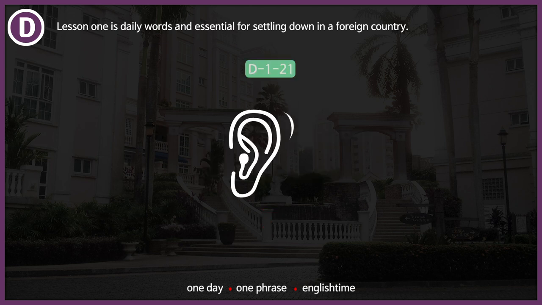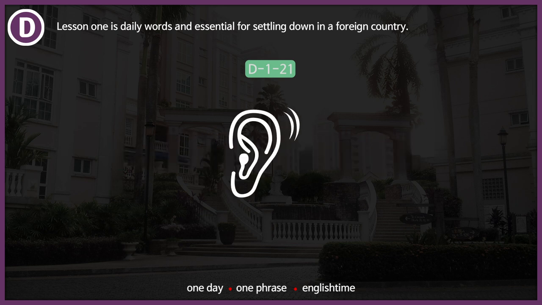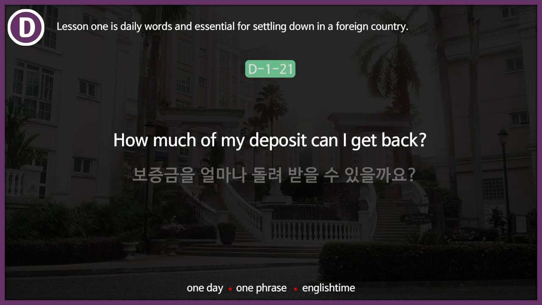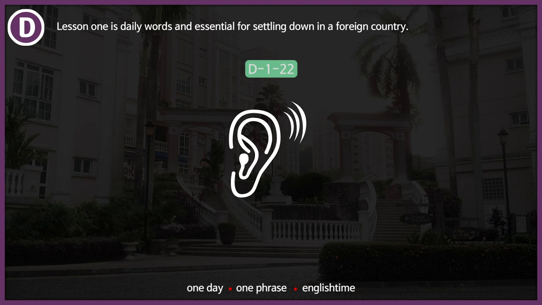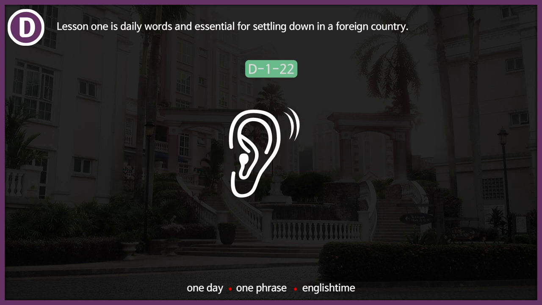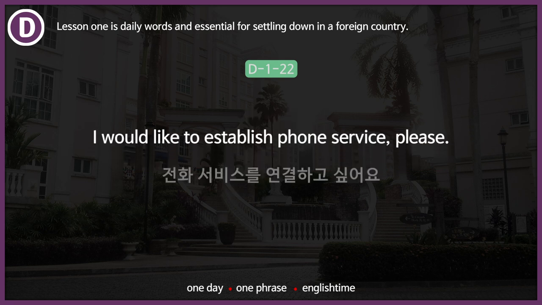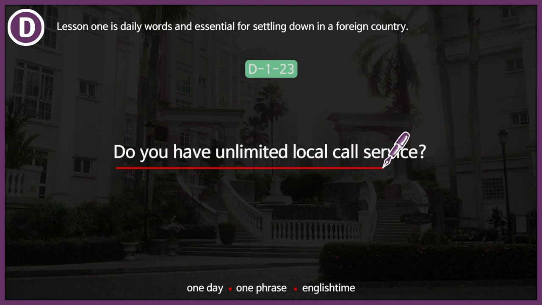How much of my deposit can I get back? I would like to establish phone service, please. Do you have unlimited local call service?